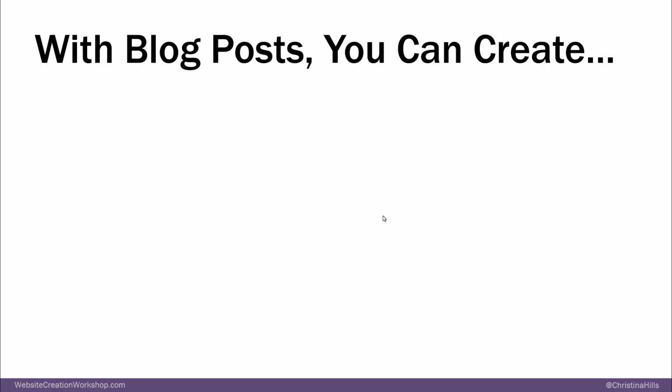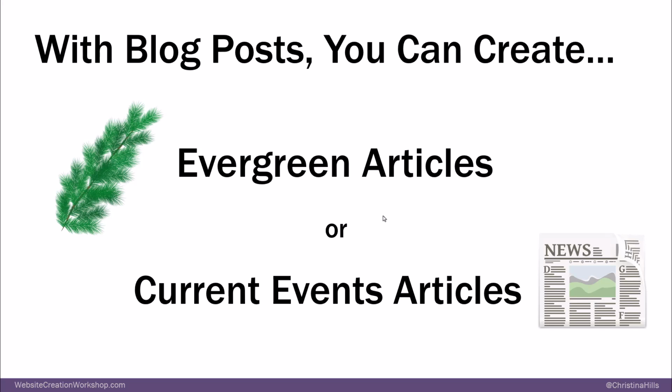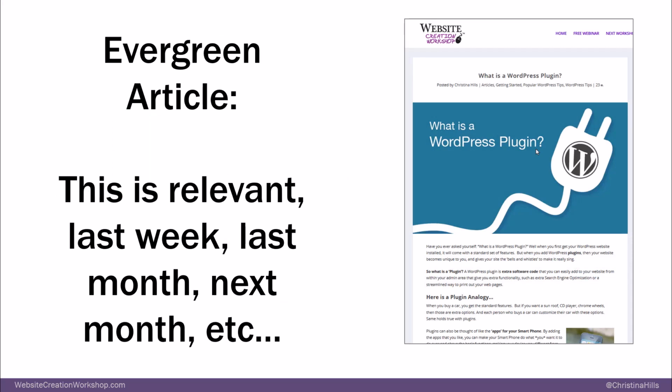All right, so with blog posts, you can create evergreen articles or you can create current event articles. I'm going to explain the difference between evergreen and current events. You might already know, but I'm going to go through this explanation anyways. An evergreen article is an article that is relevant last week, last month, next year. It's not tied to the news. Something like the Super Bowl would be a news-related article that then becomes sort of outdated.